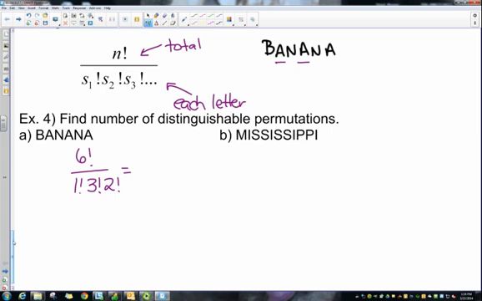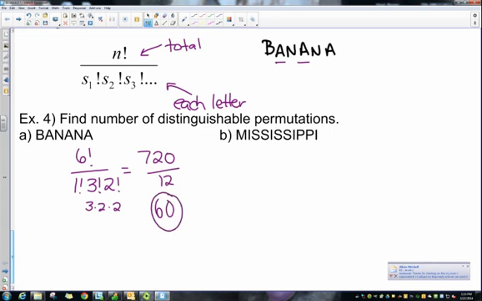So you multiply this out. Now 6 factorial is 720. Okay, on the bottom, 3 factorial is 3 times 2. Okay, 2 factorial is 2. So 3 times 2 is 6, times 2 is 12. And 720 divided by 12, you work that out, it's going to give you 60. That's how many ways banana can be written that makes sense. All right, again, pause the video, try Mississippi, and come back and see how you did.